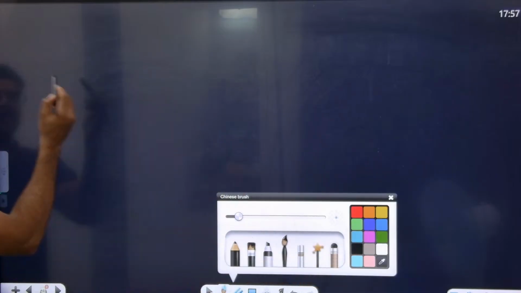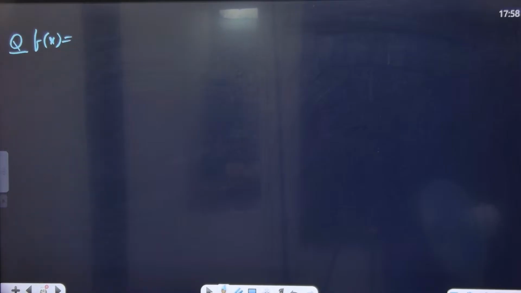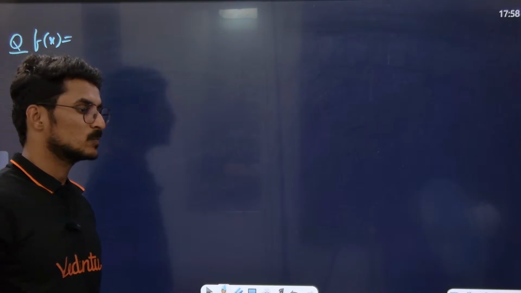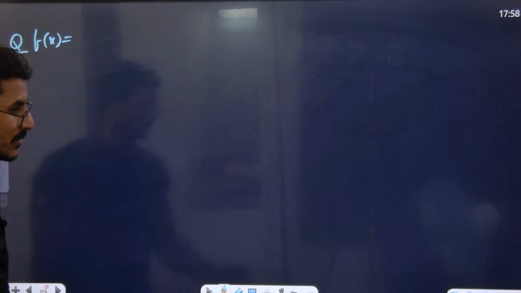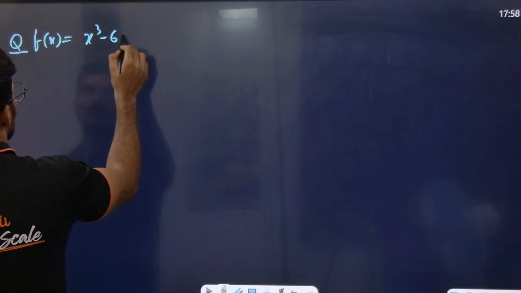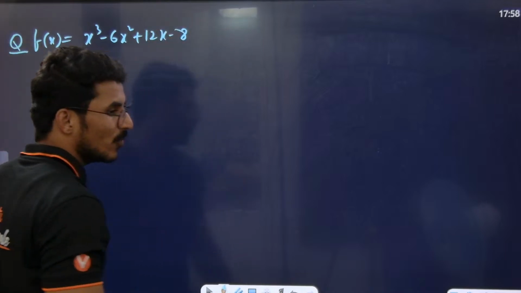For example, f of x is equal to x cube minus 6x square plus 12x. X cube minus 6x square plus 12x. Tell me now, what kind of graph is this?